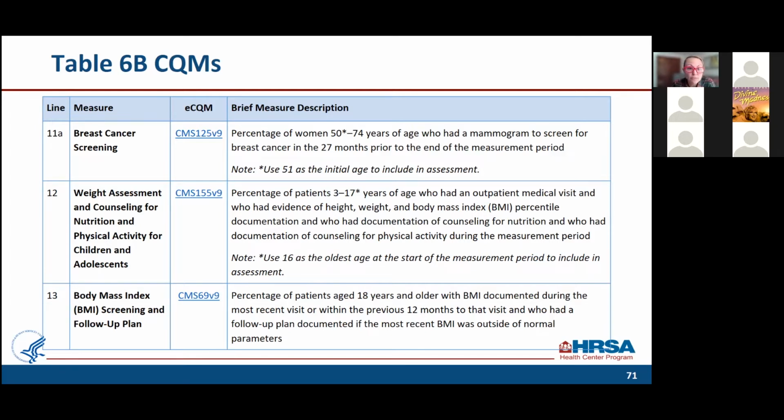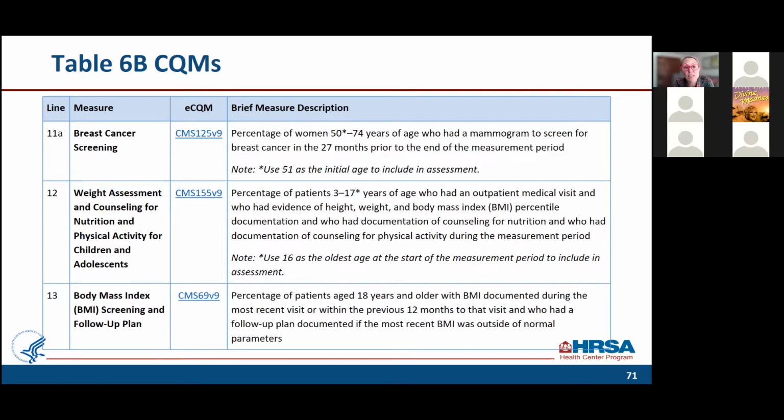On line 12, weight assessment and counseling for nutrition and physical activity for children and adolescents, colloquially known as the child BMI and counseling measure. This looks at the percentage of patients 3 to 17 years of age who had an outpatient medical visit and who had evidence of height, weight, and BMI percentile documentation, and who had documentation of counseling for nutrition, and who had documentation of counseling for physical activity during the measurement period.